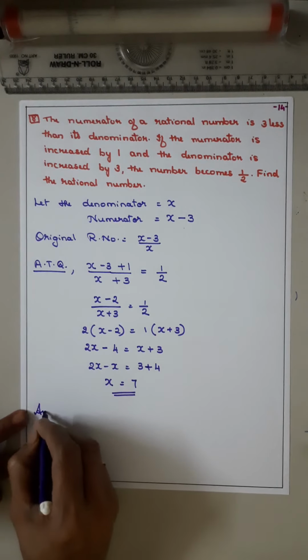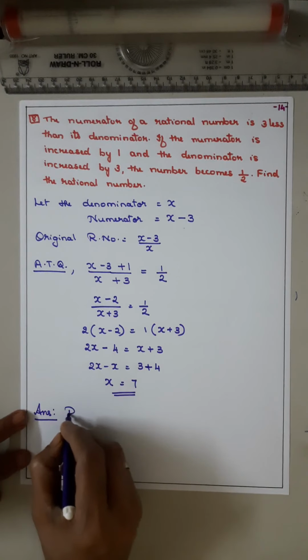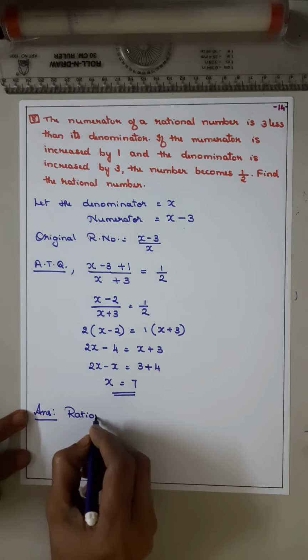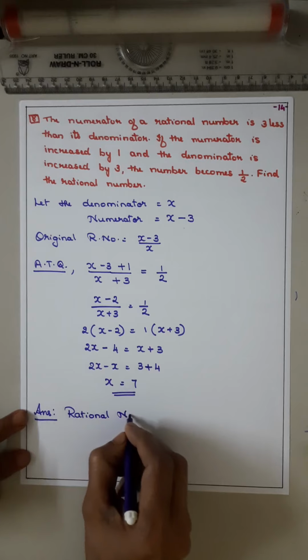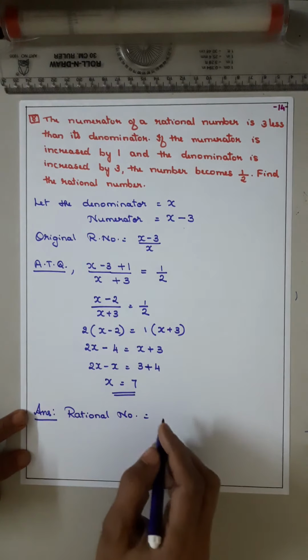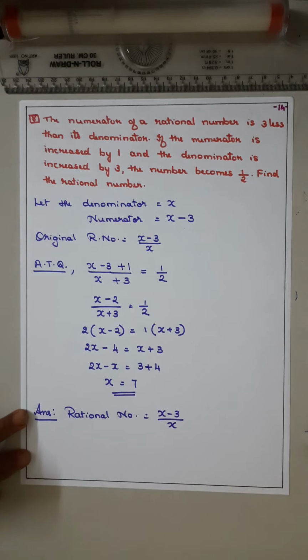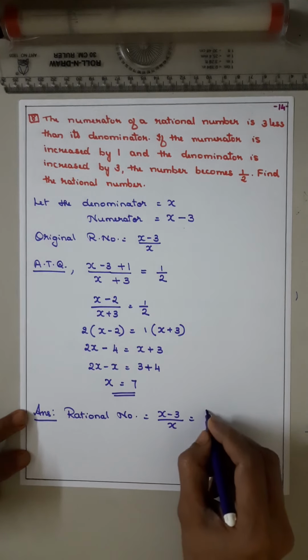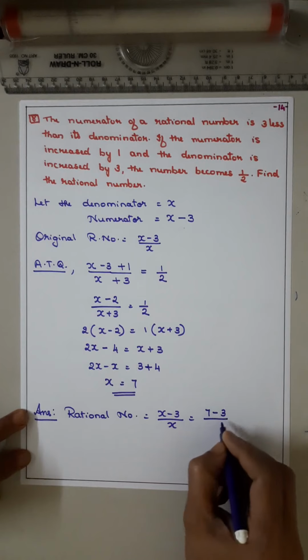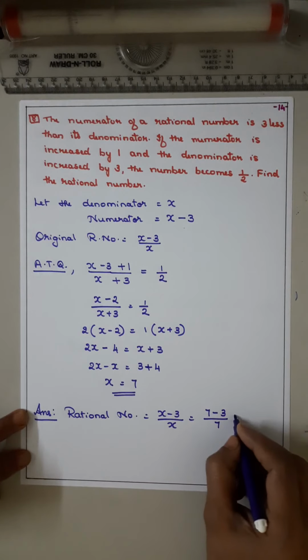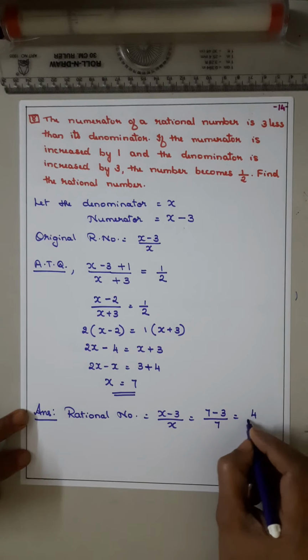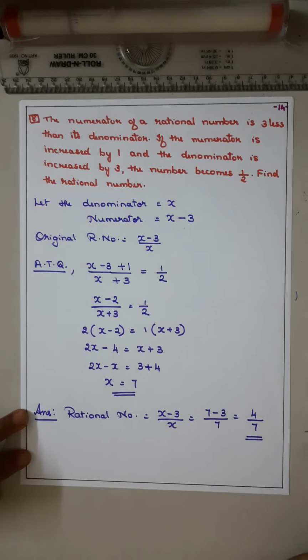So the rational number, how much is it? x minus 3 upon x. That means 7 minus 3 upon 7. That is 7 minus 3 is 4 upon 7. So the given rational number is 4 by 7.